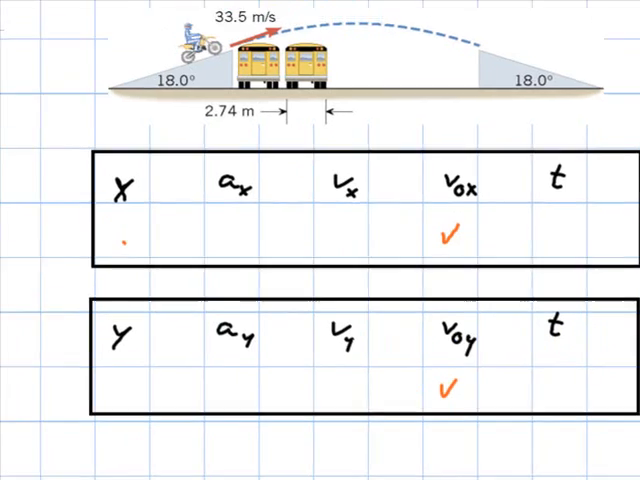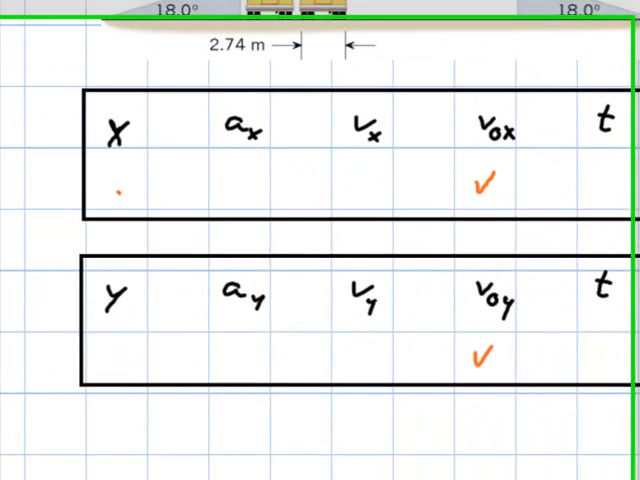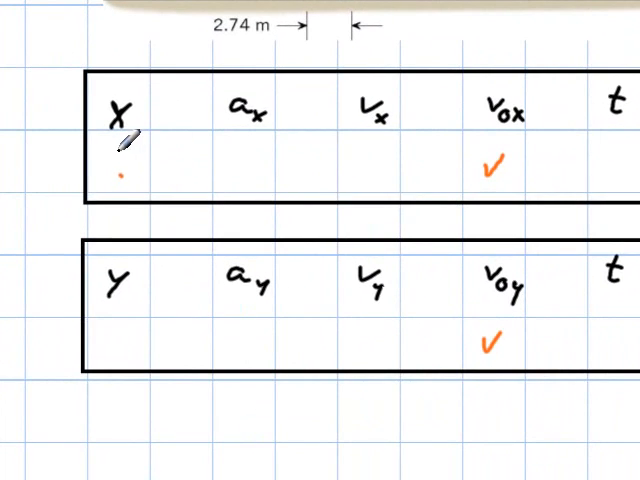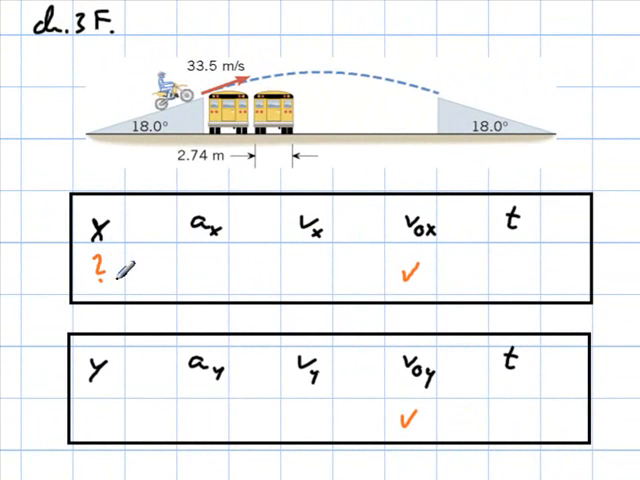Oh, by the way, I could actually shift this down a little bit. Okay, what happened to my question mark? There you go. Okay, let's see. Time is not given. We are supposed to come up with the x distance.